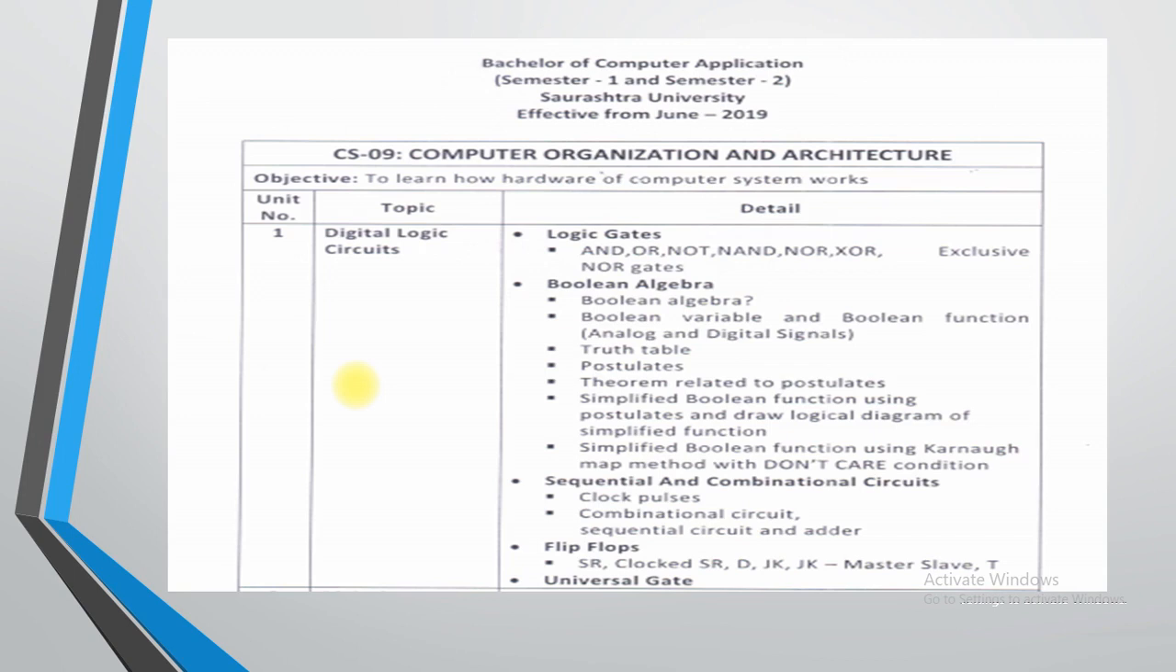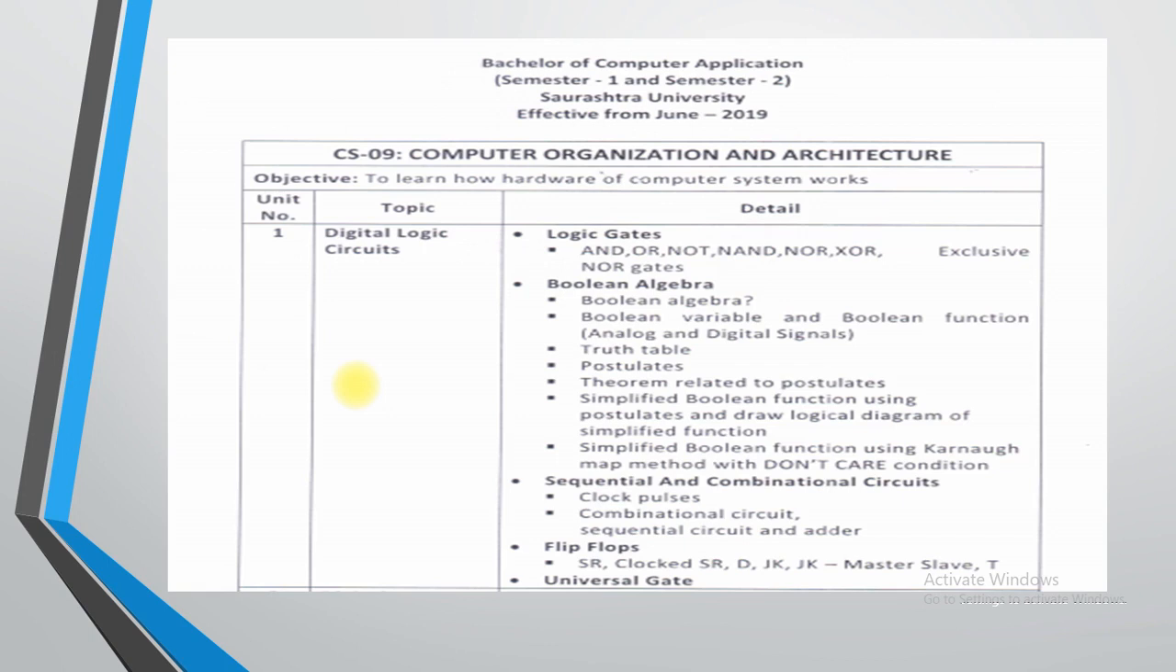Now see, the name of our subject is computer organization and architecture. So what is the objective? The first question that may rise in your mind is why we need to learn this subject, right? So the objective is to learn how the hardware of a computer system works. So how the internal system works, that we need to learn. So this subject is related with the hardware portion of your computer.